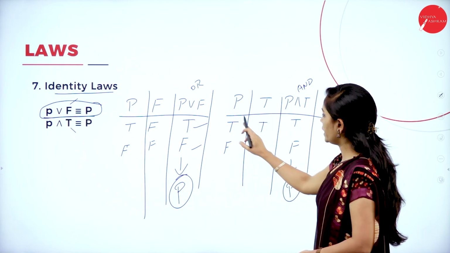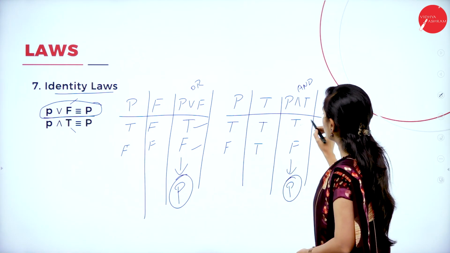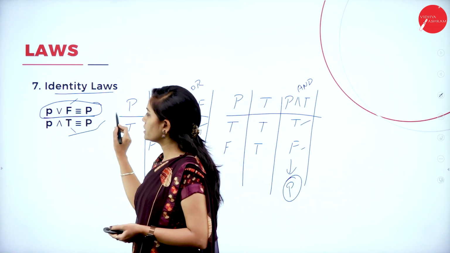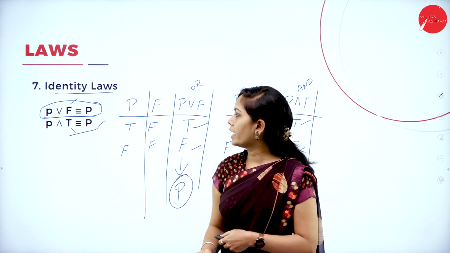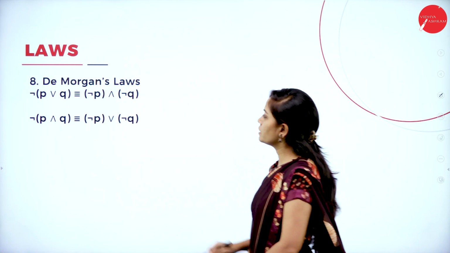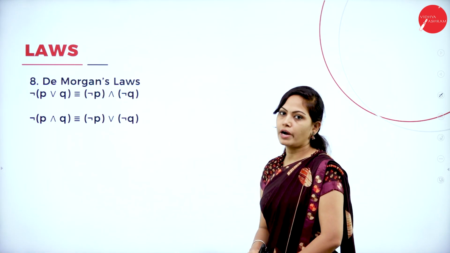This is your P truth values, right? True, false, true, false. So both are equivalent. This is called identity laws. And the next one we have De Morgan's law. It is a very important concept. You can expect this question for 5 marks.